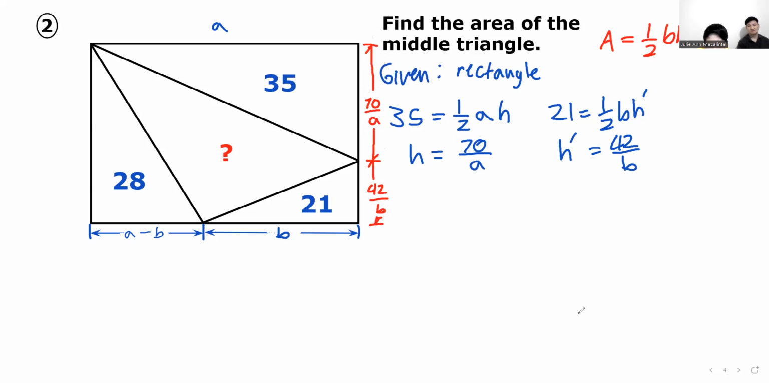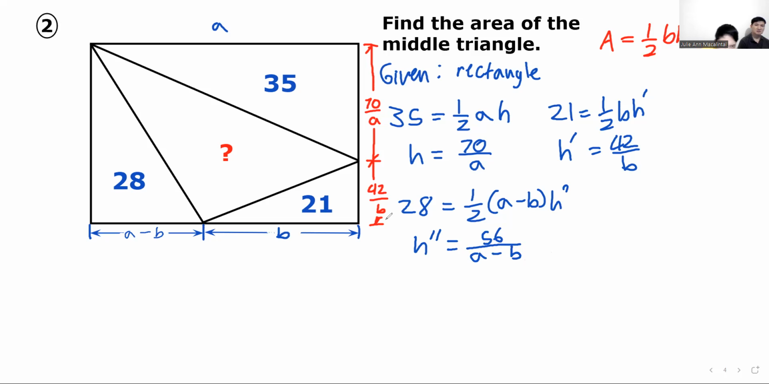Okay, so 70 over A. Yes, so that's our triangle. Next, the 28 is equal to one half, and maybe I'll put it lower, it looks confusing, 28 equals one half A minus B, H double prime. So therefore, H double prime is equal to 56 over A minus B. I'll put here, this is 56 over A minus B.